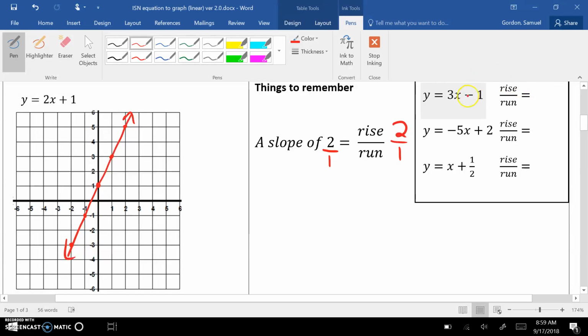So over here, I gave you some more examples of that. So like here, the slope is 3, which means it would be 3/1. And the slope here is -5, so it would be -5/1. Now here, there's no coefficient here. It's just an x. If you have just x, then the coefficient must be 1. So it's 1/1, rise 1, run 1.